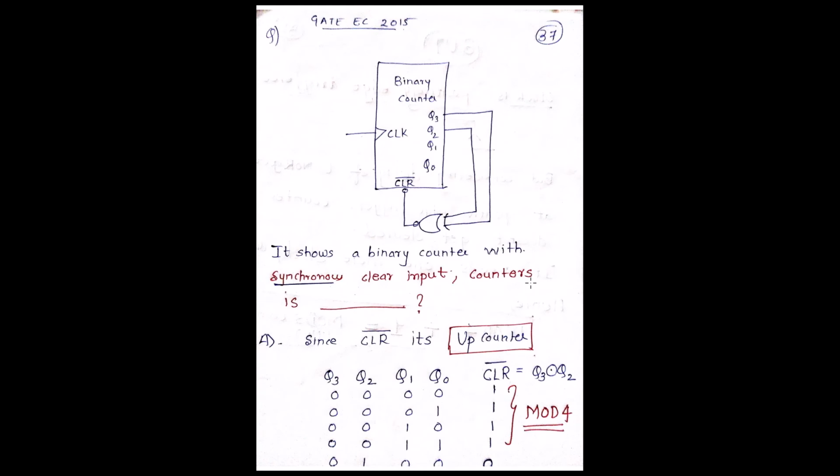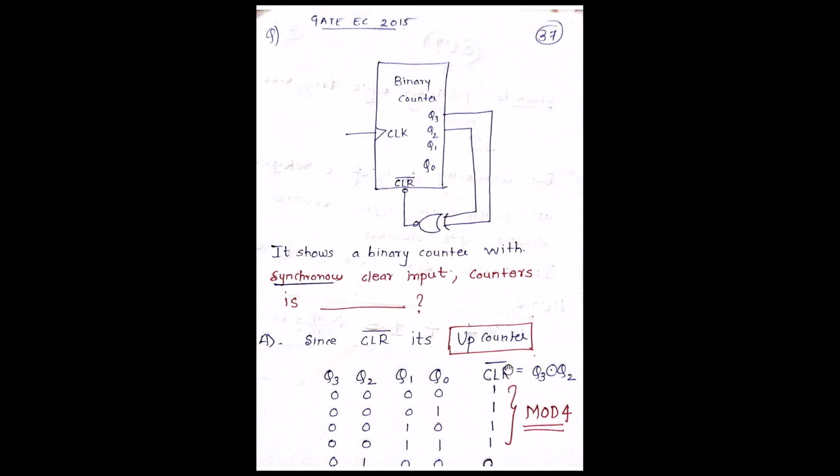It's a very wonderful, very tricky question which has been asked in the GATE examination. So let's try to understand it. Again we'll do the same thing. We'll have Q3, Q2, Q1, Q0 and a clear bar. Since it is an up counter, we start from 0, 0, 0, 0 to the maximum value.